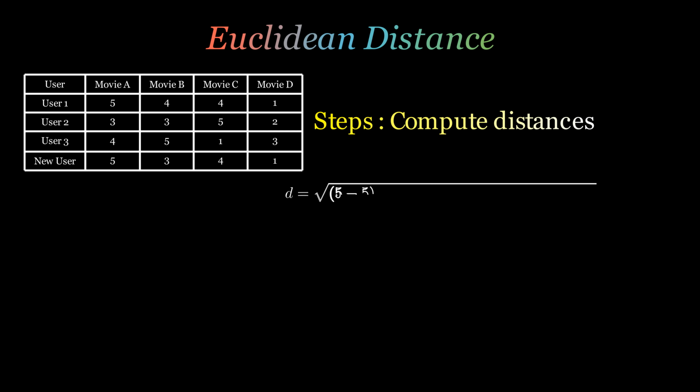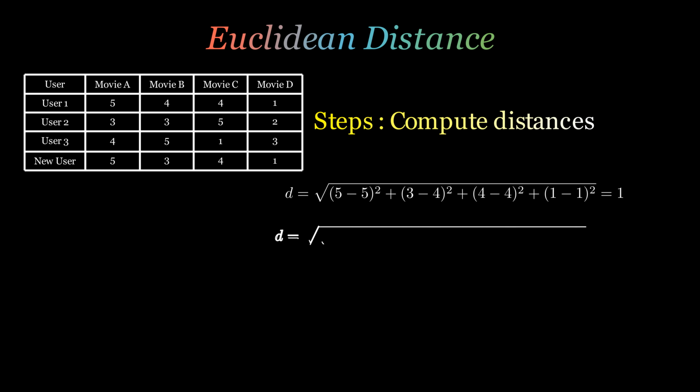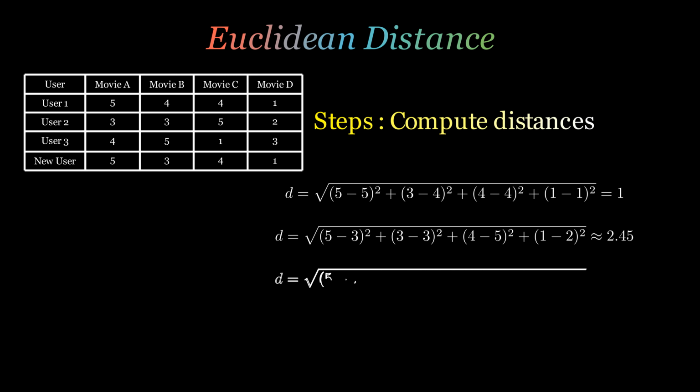First, we calculate the distance between user 1 and the new user. The formula gives us a distance of 1. Next, we compute the distance between user 2 and the new user. This results in approximately 2.45. Finally, we calculate the distance between user 3 and the new user. The distance comes out to be approximately 4.24.